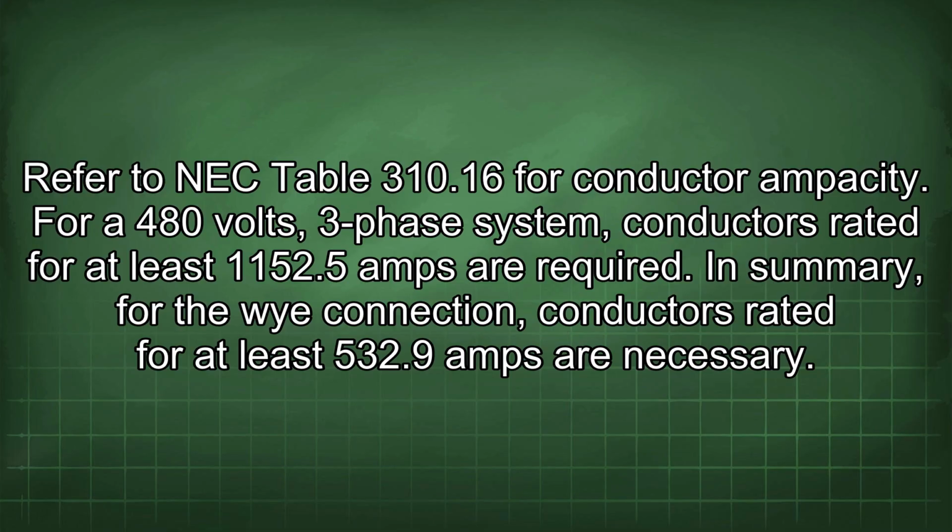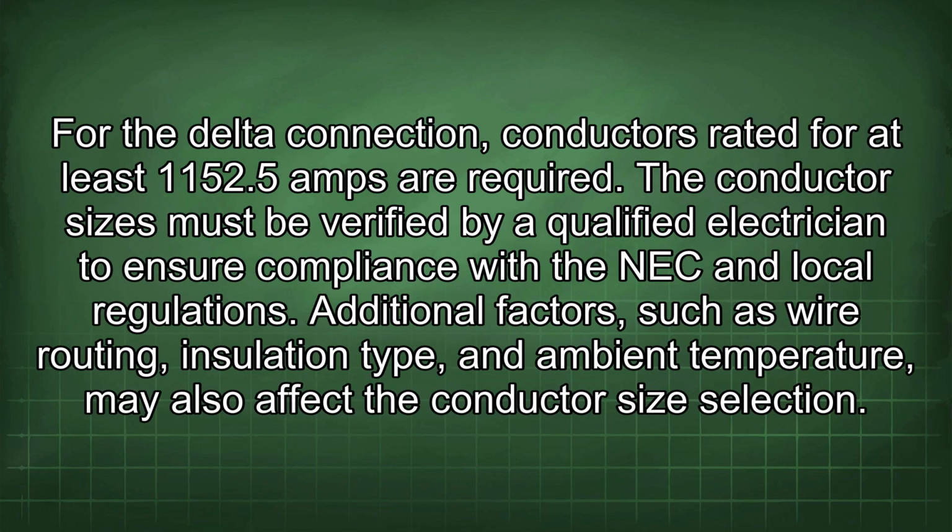In summary, for the Y connection, conductors rated for at least 532.9 amps are necessary. For the Delta connection, conductors rated for at least 1152.5 amps are required. The conductor sizes must be verified by a qualified electrician to ensure compliance with the NEC and local regulations.